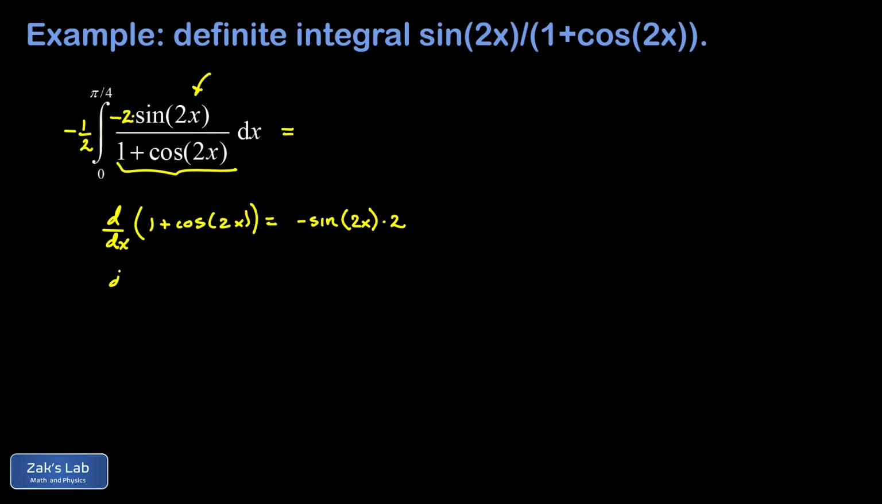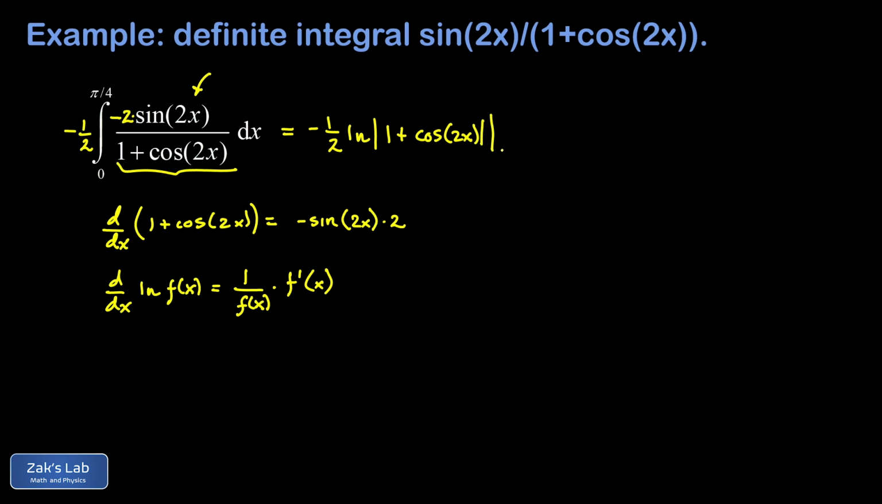Just a quick reminder here. If I have a derivative of a natural log of some function, f of x, I start with the derivative of the natural log with respect to that interior function, which is 1 over f of x, then multiplied by the derivative of that interior function. This is the chain rule acting on this thing. So that produces an f prime of x over f of x, and that's exactly what we're looking at here. So this thing is going to integrate to -1/2 natural log absolute value of 1 plus cosine 2x.